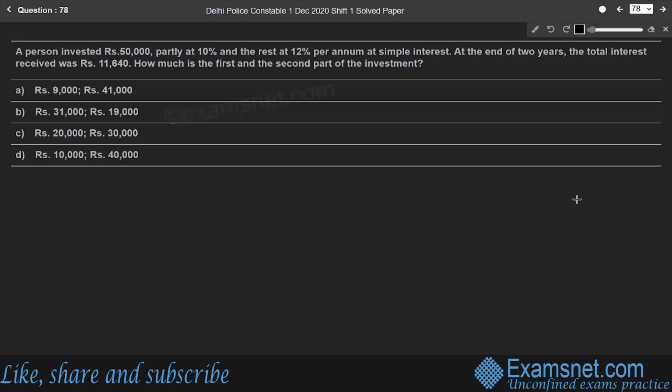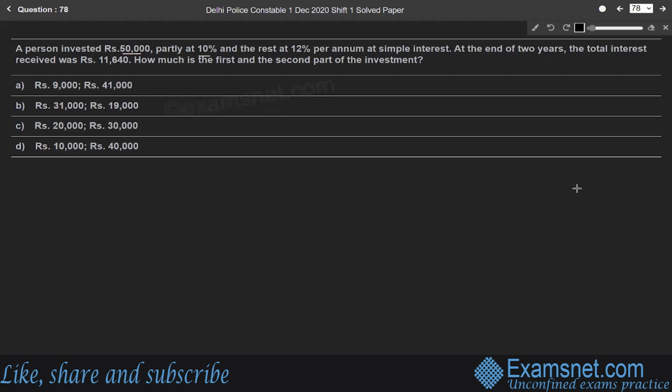Question 78. A person invested 50,000 rupees partly at 10% and the rest at 12% per annum at simple interest. At the end of 2 years, the total interest received was 11,640 rupees. How much is the first and the second part of the investment? Here given, a person invested 50,000 rupees. So invested money is equal to 50,000 rupees.